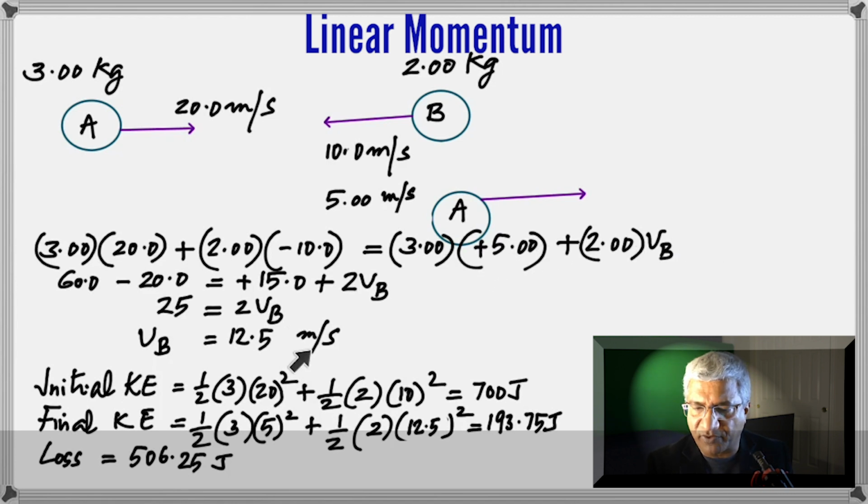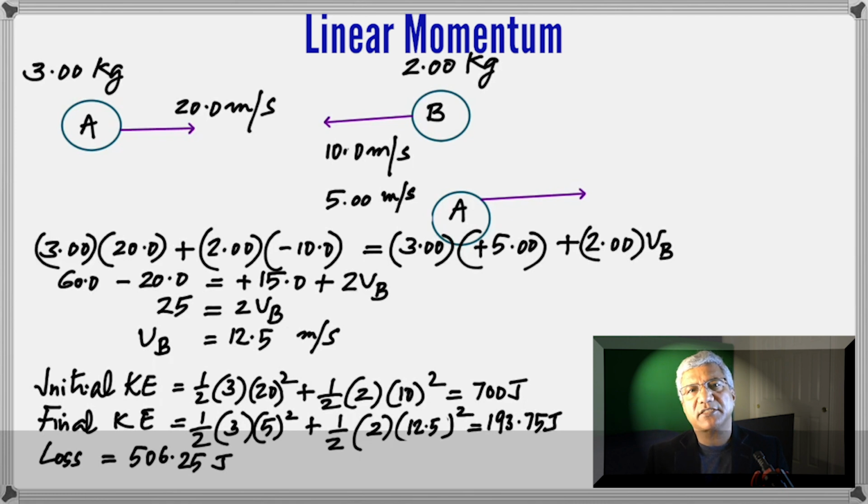So that gives us 12.5, and then I went ahead and found the initial kinetic energy, which is half times m times v squared. And when you take the kinetic energy, you need not consider the sign of the velocity because a negative squared is a positive. So I found the initial kinetic energy as 700 joules. That's the total initial kinetic energy. And then the final kinetic energy is 193.75 joules. See where I've used the square of the velocity of the second one after collision. So there is a loss of kinetic energy of 506.25 joules. So this is an inelastic collision.